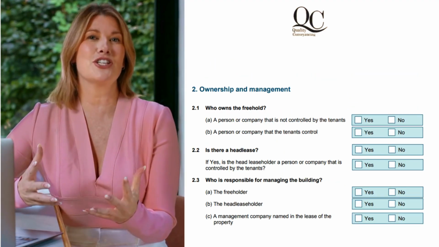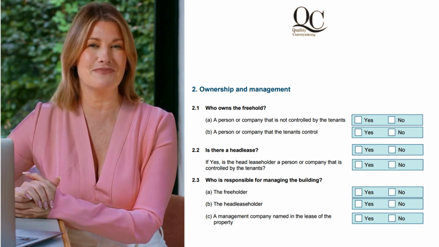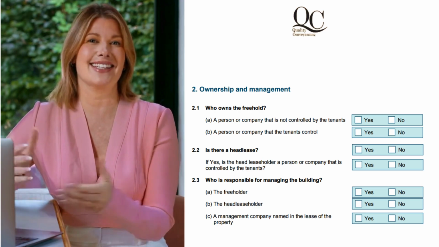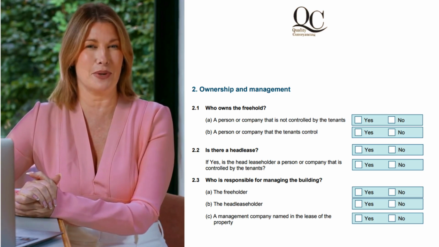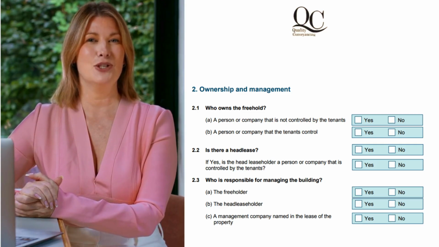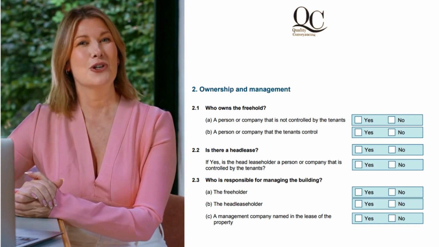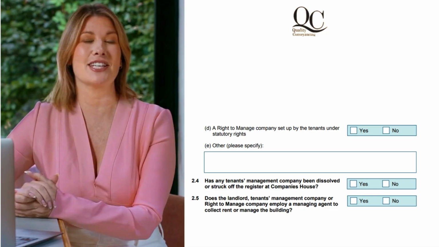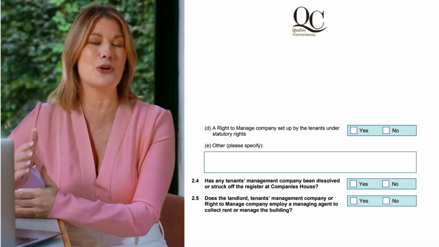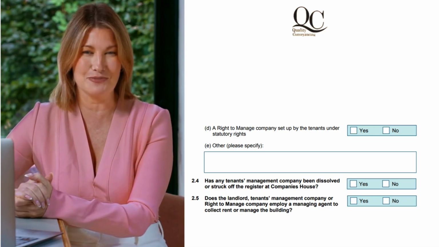Section 2 covers ownership and management. This section explains who owns and manages the building. You'll be asked who owns the freehold, whether there's a head lease, and who actually manages the building day to day. This could be the freeholder, a management company, or a right-to-manage company run by the leaseholders. You'll also confirm whether a managing agent is used to collect ground rent or service charges. If you're not sure who does what, that's very common. Just answer based on what you know, or tick Not Known.